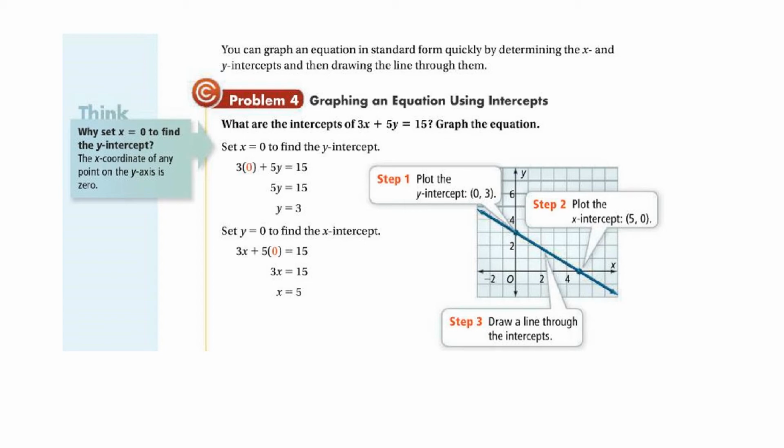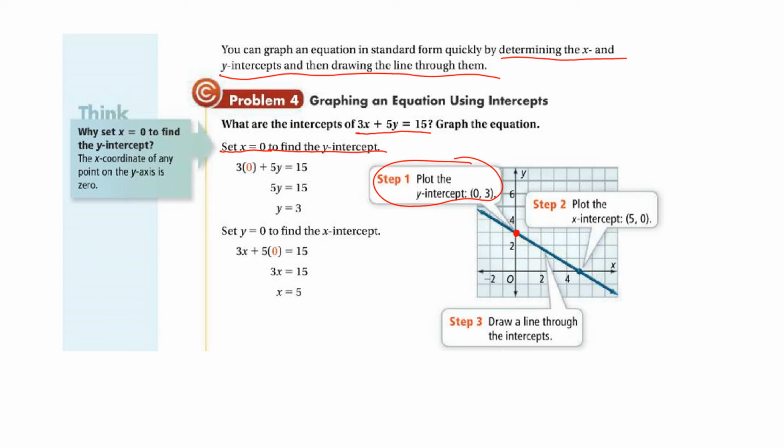We can graph an equation in standard form quickly by determining the x and the y intercepts and then drawing the line through them. If we look at the equation 3x plus 5y equals 15, we need to find its x and y intercepts. To find the y-intercept, you need to set x equal to 0. So if I put 0 into my equation, I have 5y equals 15, and I end up with y equals 3. So I have the y-intercept 0, 3, and I plot that point.